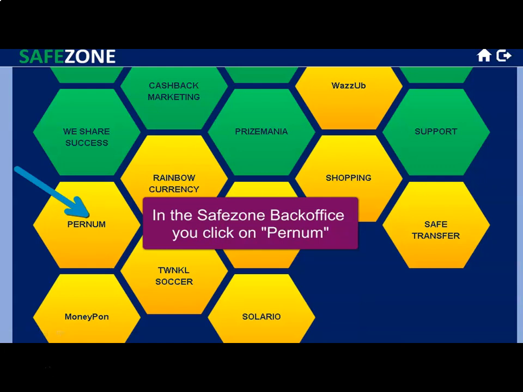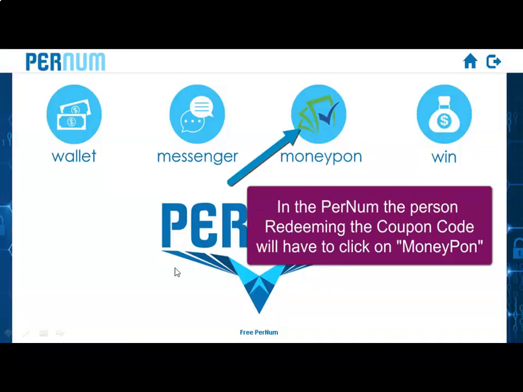office. Okay, guys, if someone still doesn't know what the Safezone is, I will also leave a video on the cards and down below a link in the description so that you can better understand what it is. Now you click here on Pernum, and this will appear. You will have your Pernum wallet, your Pernum Messenger, your MoneyPon, and this will direct you also to Prizemania.